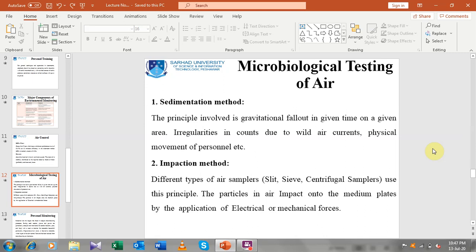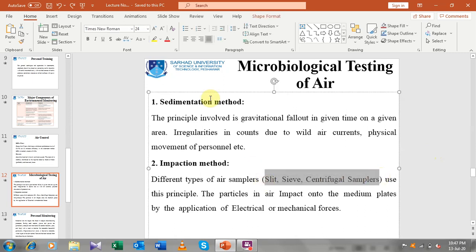The question raised: analyze the different types of air sampler. Your suitable answer should be that one. There are three different types of the air sampler, that is the slit sampler, sieve sampler, and centrifugal sampler. And what is the purpose of these samplers? These are the air samplers, and the air sample is taken by using either of these.